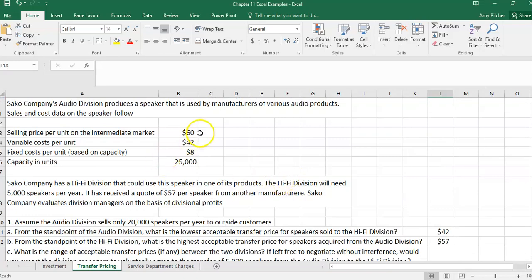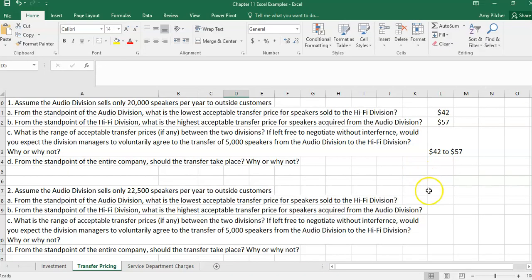So our contribution margin, $60 minus $42, is $18. So we have a contribution margin of $18. So our lost contribution margin is 18 times the lost sales, 2,500, divided by 5,000.